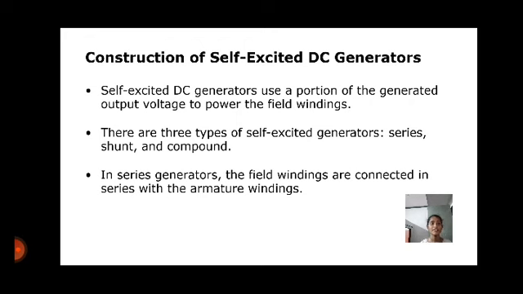Construction of self-excited DC generators. Self-excited DC generators use a portion of the generated output voltage to power the field windings. There are three types of self-excited generators. First one is series, the second one is shunt, and third one is compound. In series generator, the field windings are connected in series with the armature windings.